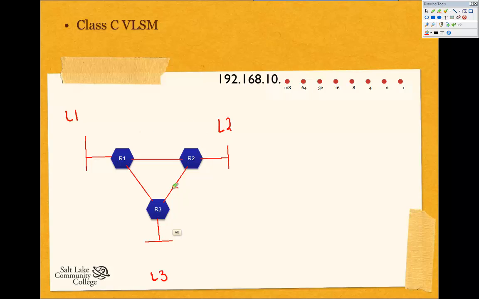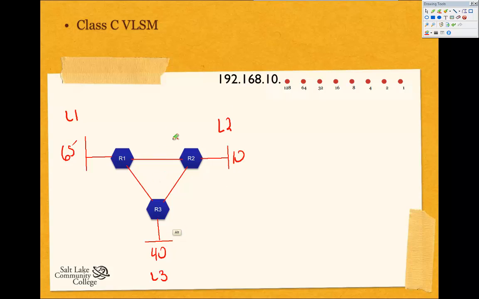One, two, three, four, five, six network segments that we have to deal with. We're going to say that this one over here requires 65 hosts. This one over here requires 10, and this one over here requires 40.